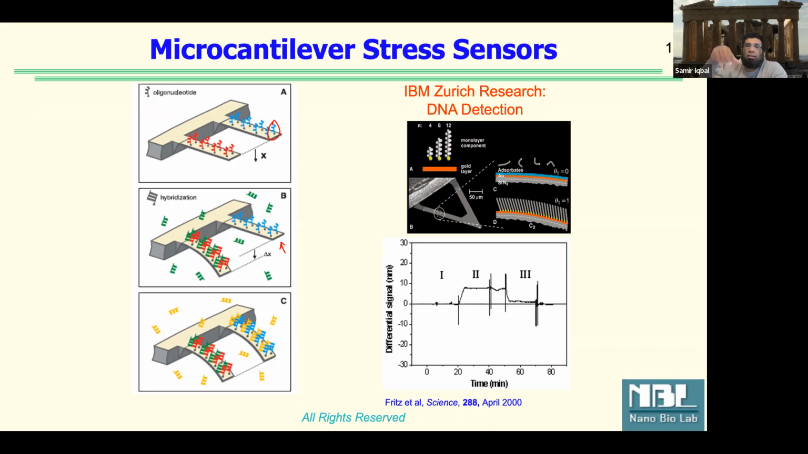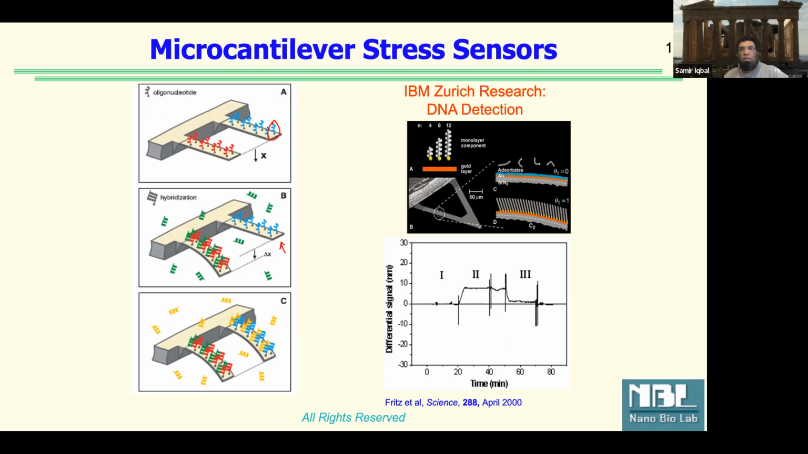Or we may just point a laser at it and see the reflection of the laser, like an atomic force microscope. And if it bends, the angle of the reflected laser would change, right? That can tell us if something has bound there or not.